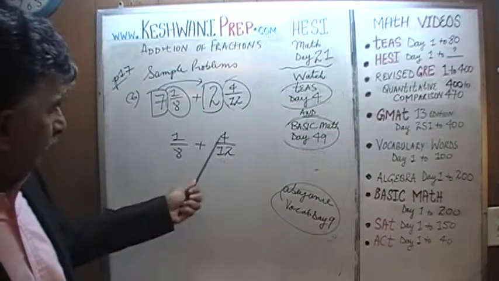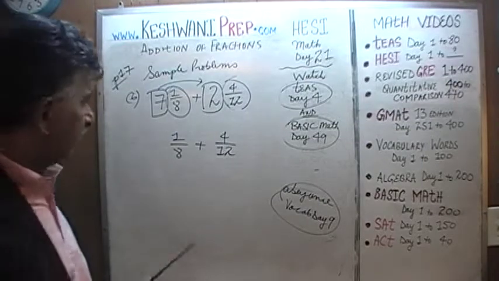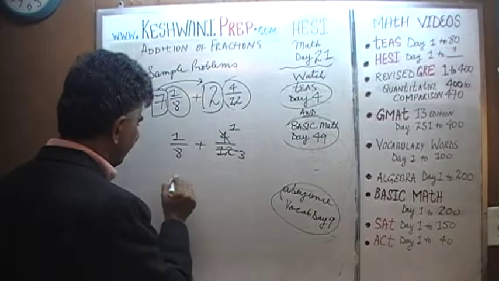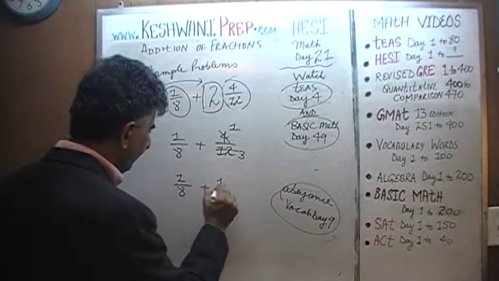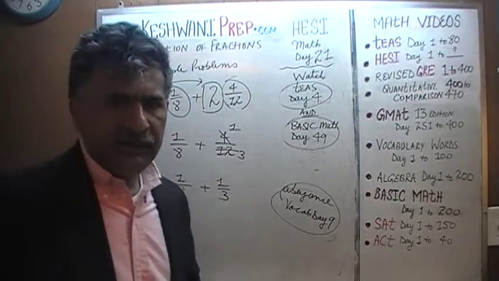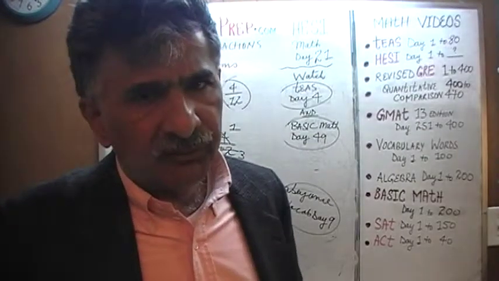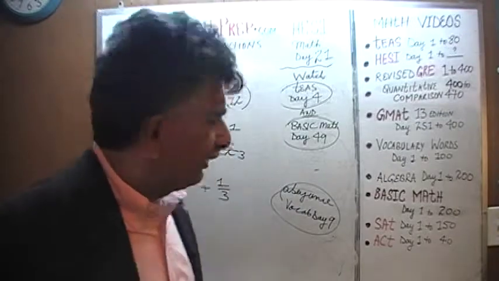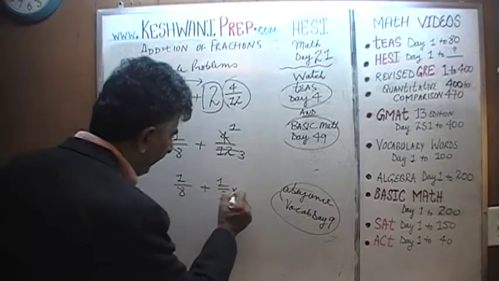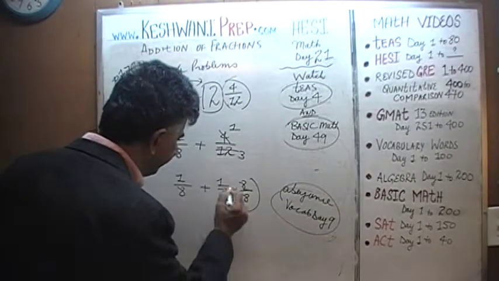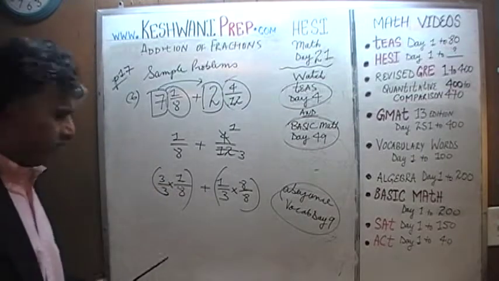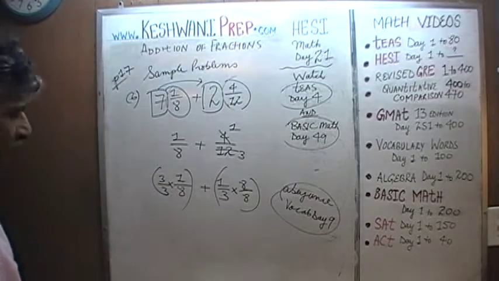That's actually good news. 4 over 12, let's reduce it. Divide top and bottom by 4, it's just 1/3. So we have 1/8 plus 1/3. 8 and 3 have nothing in common, therefore the simplest and easiest way to find the common denominator is to introduce 8 over here, introduce 3 over here. Let's multiply the second fraction by 8 over 8, and let's multiply this one by 3 over 3. In other words, the common denominator is going to be 3 times 8 or 24.